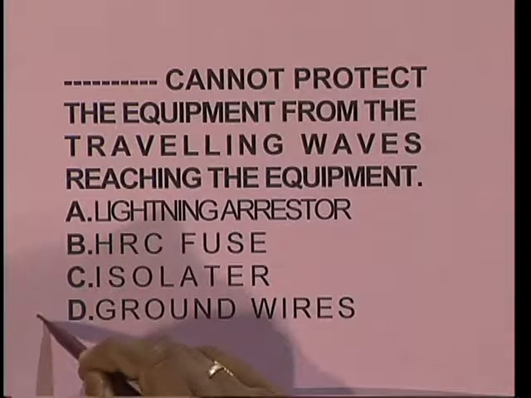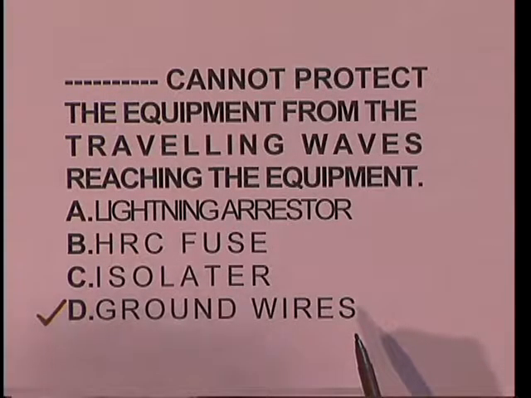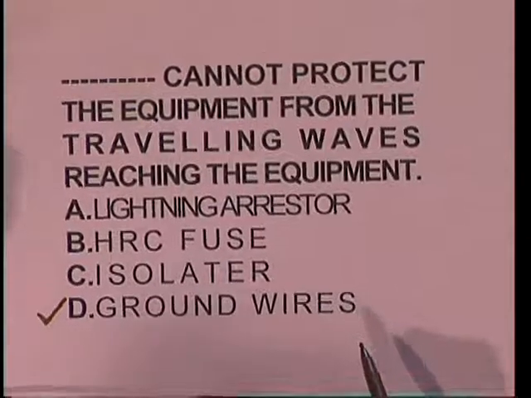And next one is: dash cannot protect the equipment from the travelling waves reaching the equipment. A. lightning arrestor, B. HRC fuse, C. isolator, D. ground wires. So the correct answer is ground wires. Ground wires cannot protect the equipment from the travelling waves. They only protect against direct hits of lightning.